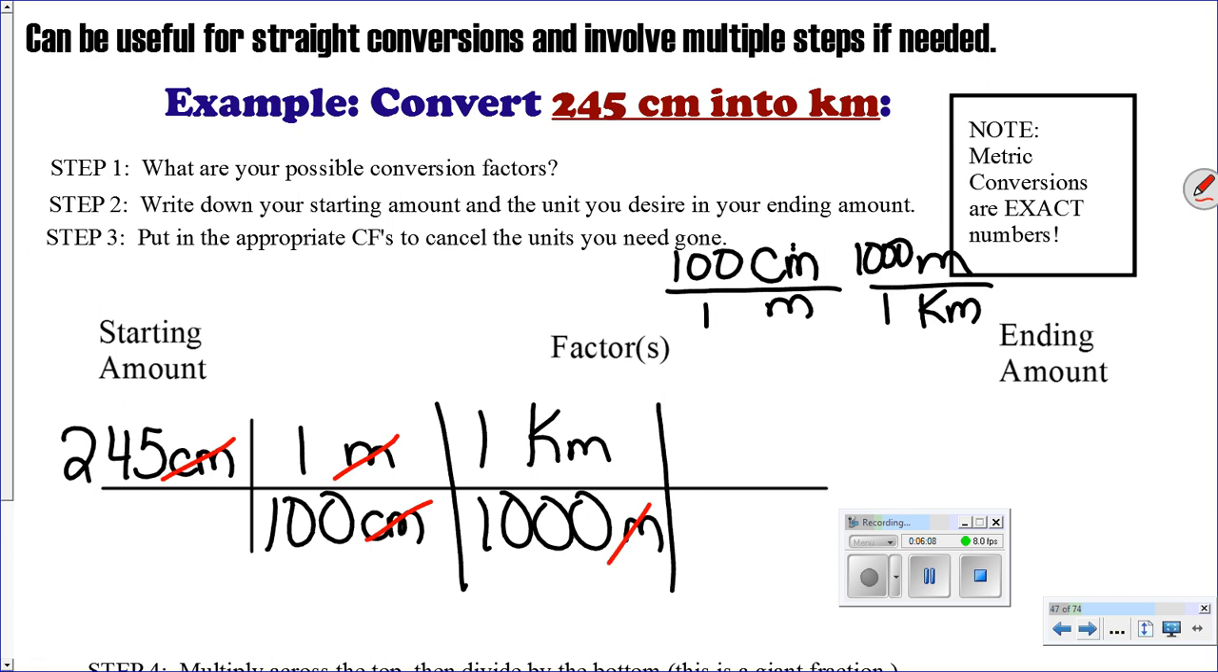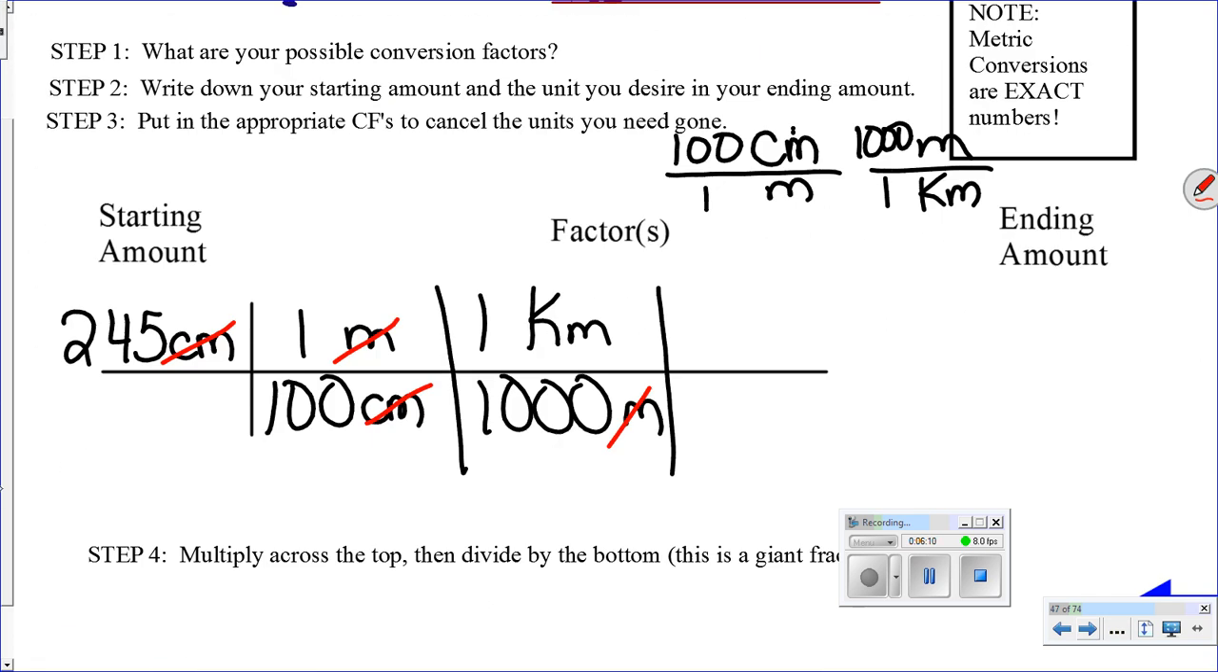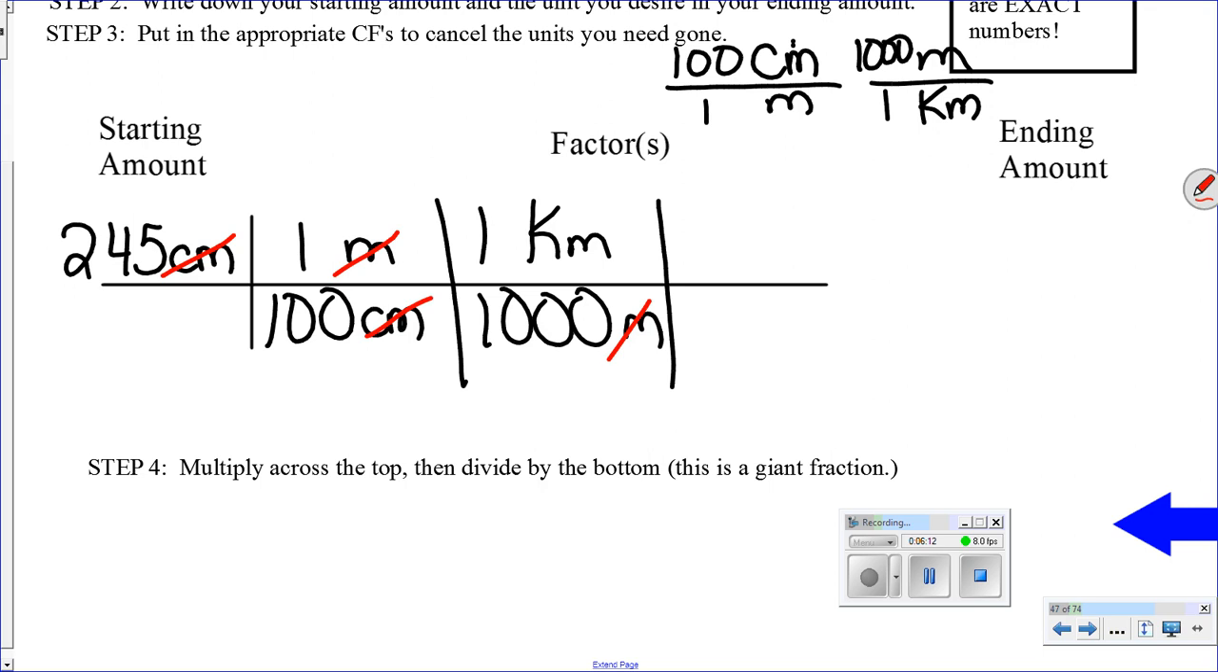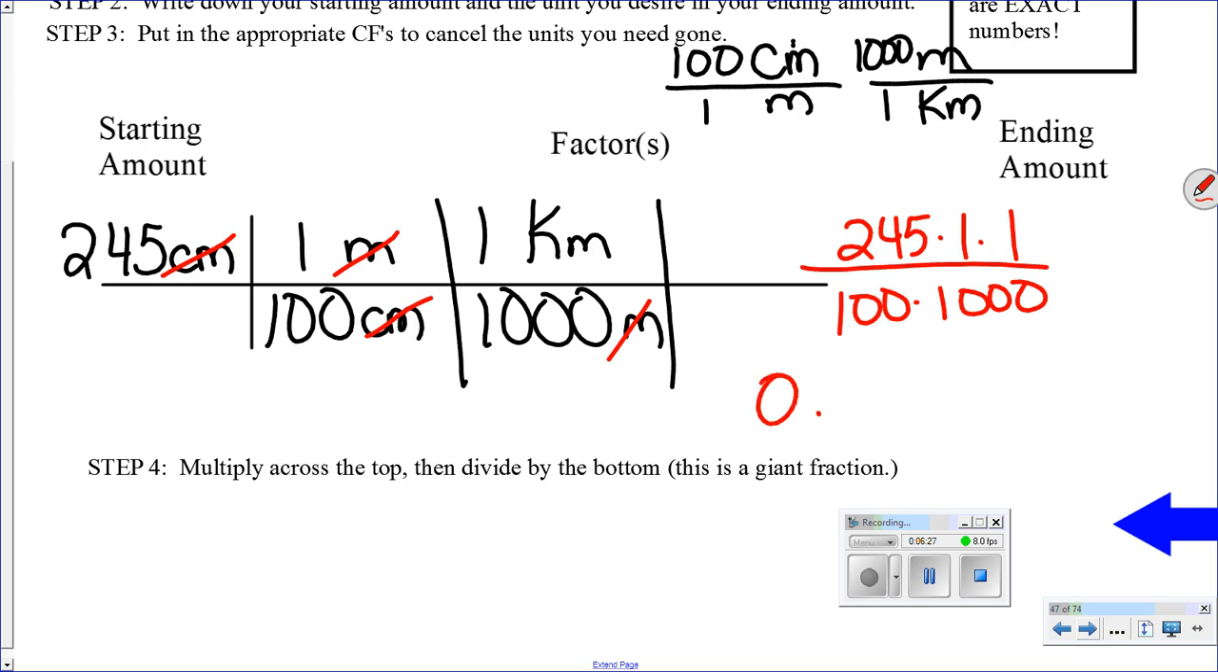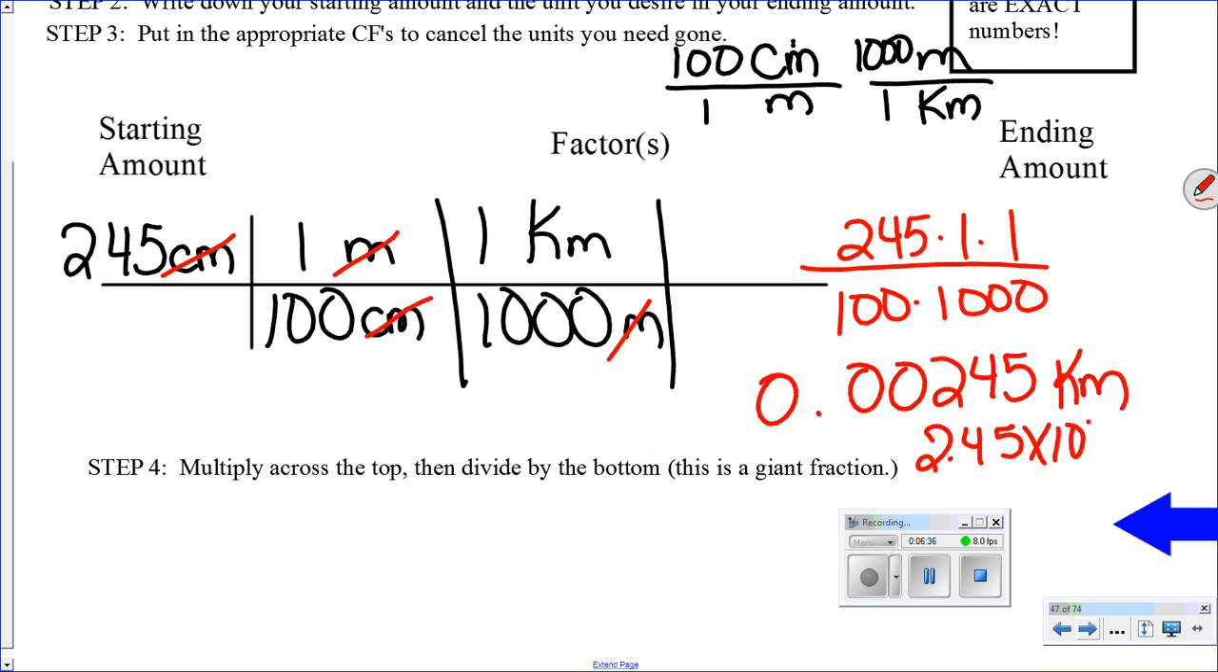And now I can simply do my math, which is 245 times 1 times 1 over 100 times 1,000. So it's going to give me a much smaller number. So this gives me 0.00245 kilometers, or 2.45 times 10 to the negative 3 kilometers.